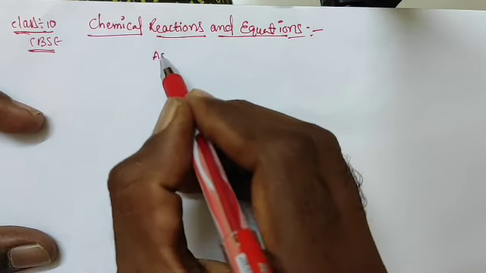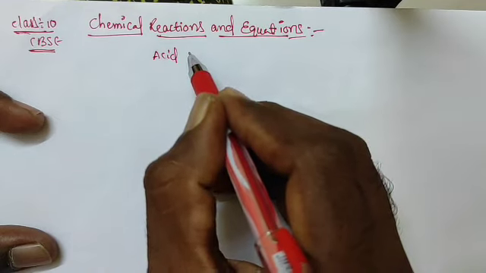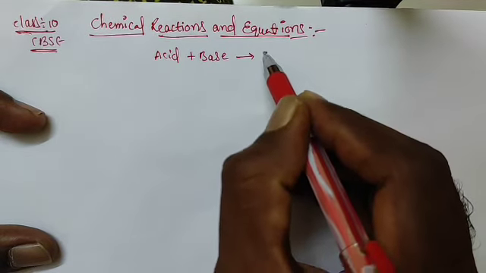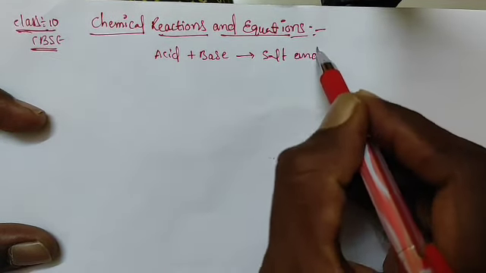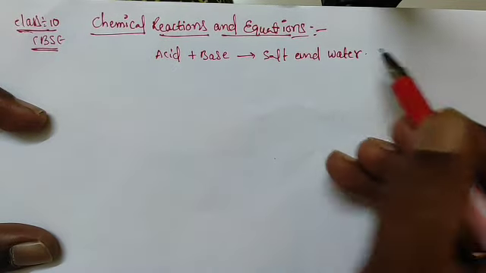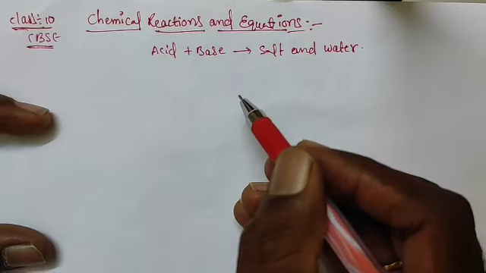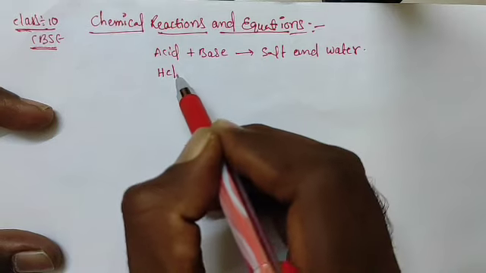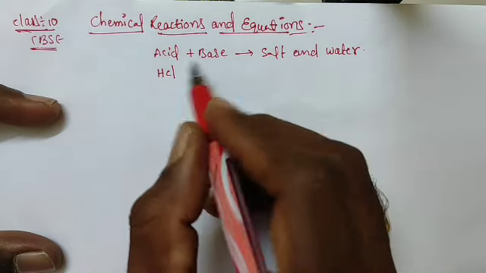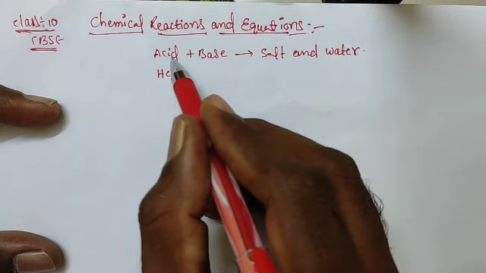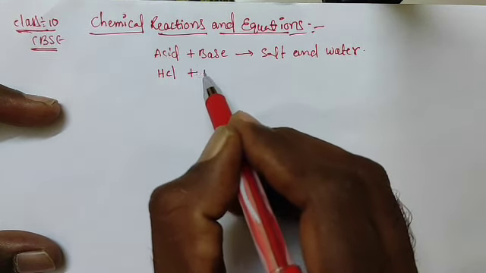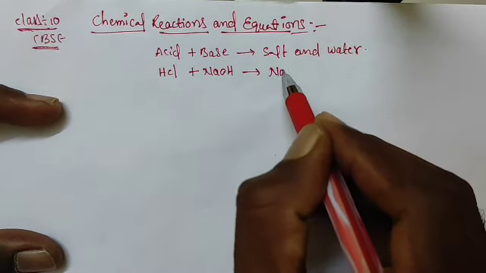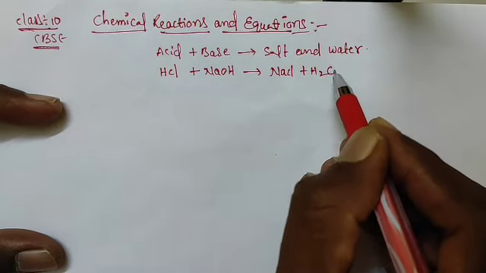like an acid reacts with a base to produce salt and water. This is a reaction. In this reaction, we have to write the symbolic representation of that acid, or the symbolic representation of the base: NaOH gives NaCl plus H2O.